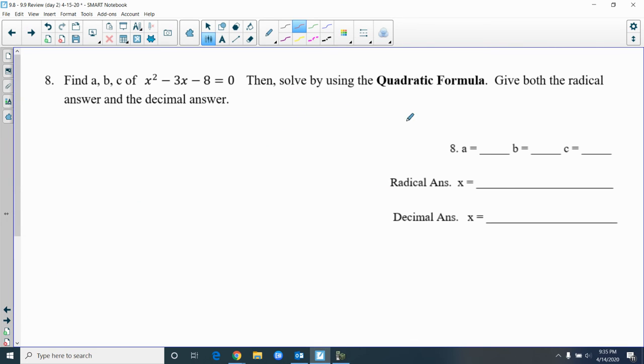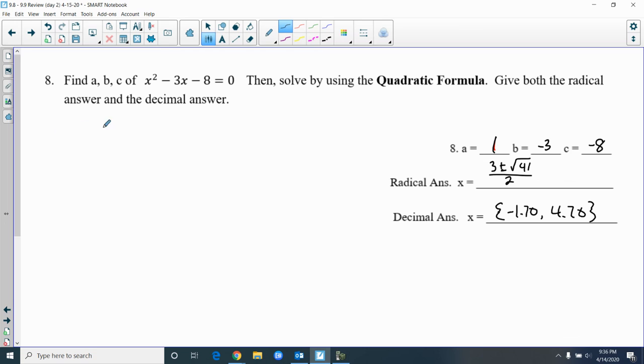Number 8 as well. This is the one from the review, but this is what the answer key on the test is going to look like on the quiz. It's going to ask for A, B, and C. Well, this is already set equal to 0, so I can go ahead and fill those in. 1, negative 3, negative 8. All right, your radical answer is x equals 3 plus or minus square root of 41 over 2. Your decimal answer is negative 1.70 and 4.70, down to the nearest hundredth.